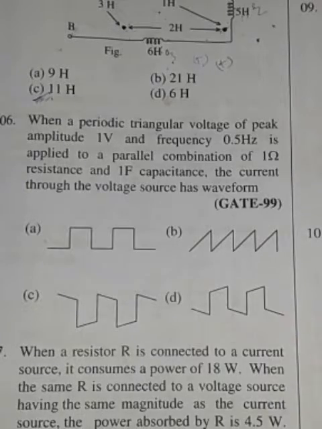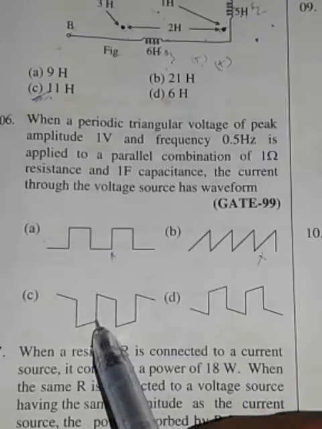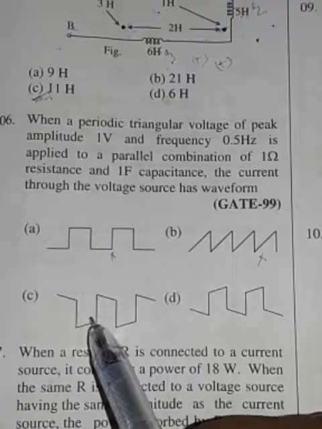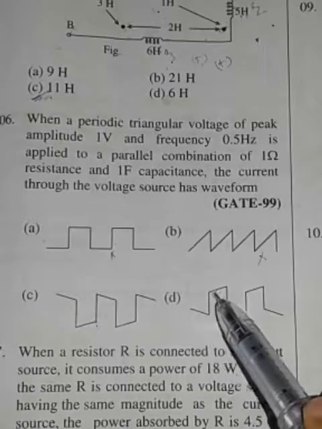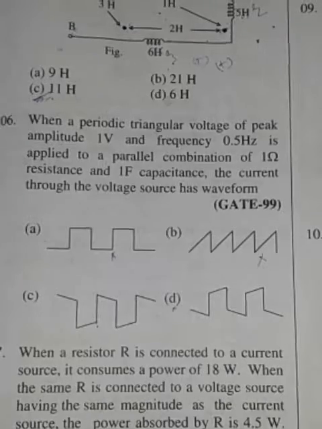So we can conclude that this won't be the answer, this also won't be, and this also won't be, because in those the negative part is increasing, but we have seen that only the positive part is increasing. So option D is the correct answer. Let's come to the next.